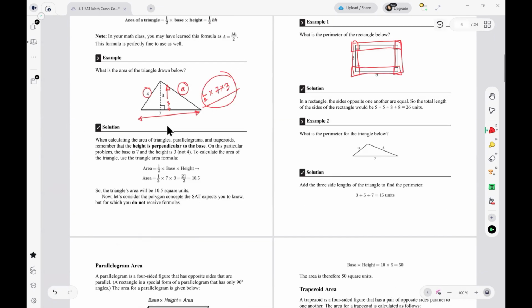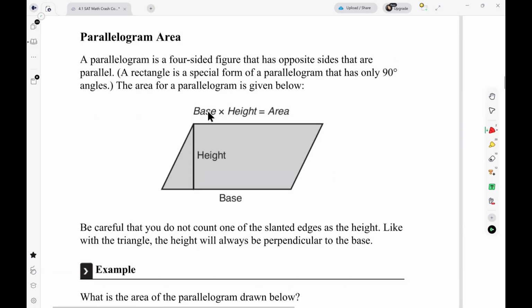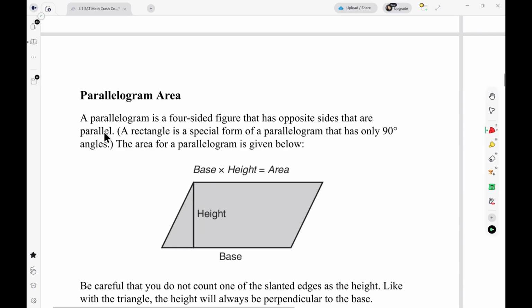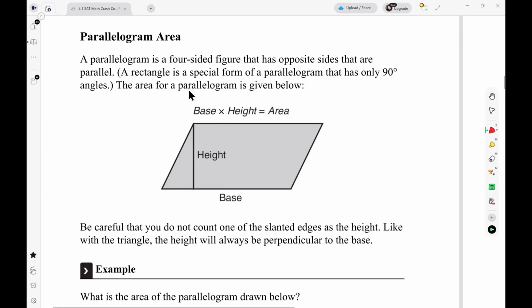So the parallelogram area, maybe you also know that. The parallelogram is base into height. A parallelogram is a four-sided figure that has opposite sides that are parallel. A rectangle is a special form of a parallelogram that has only 90-degree angles. The area for a parallelogram is base into height. For a rectangle, we just multiply these two sides to find the area, A multiplied by B.